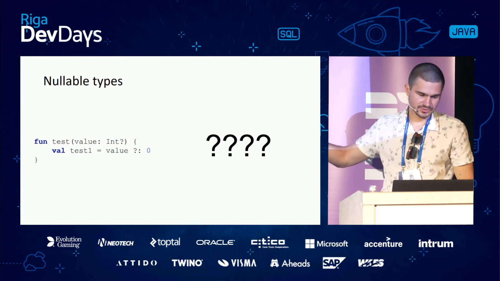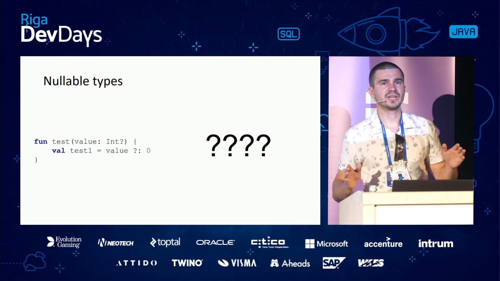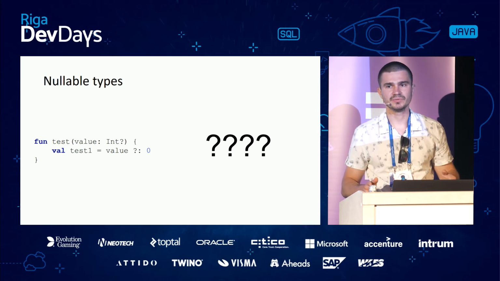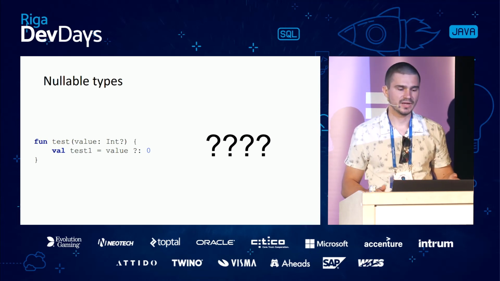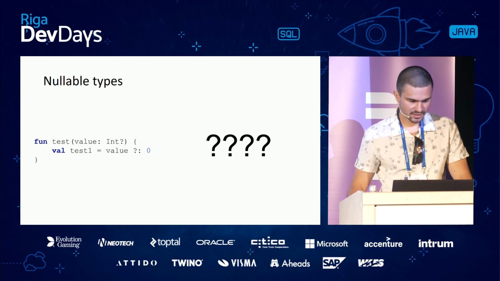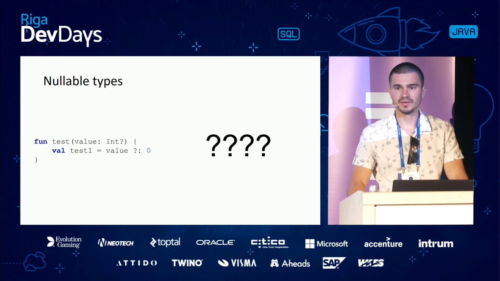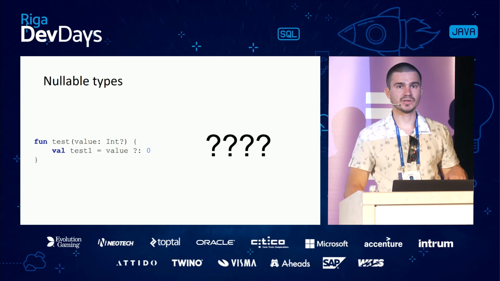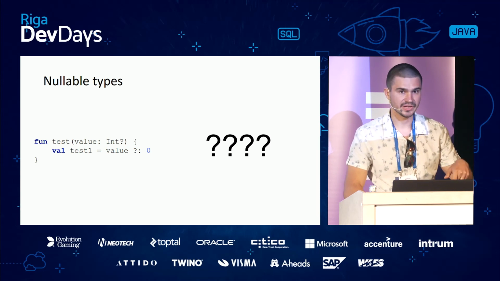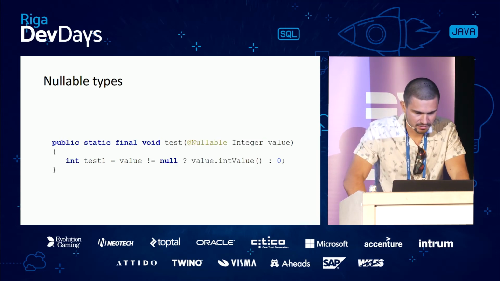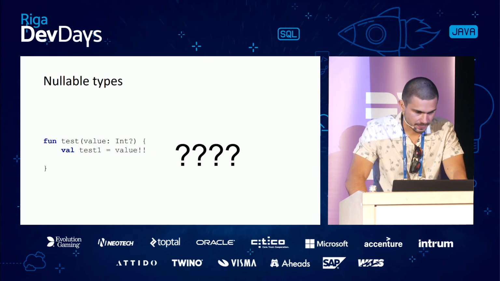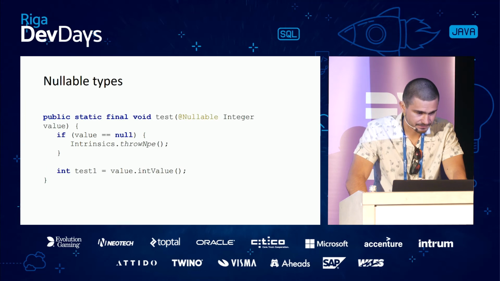One more thing to notice. By default, all of the types in Kotlin are not nullable. If you want to make them nullable, you need to add an additional symbol, which is the question mark. It's a hint for the compiler that this type can be null. Here is the same thing in Java code. All right, let's skip some details.